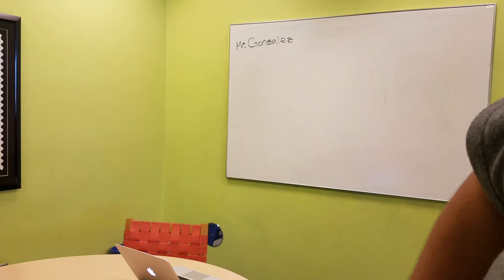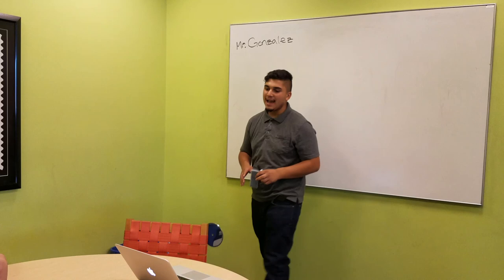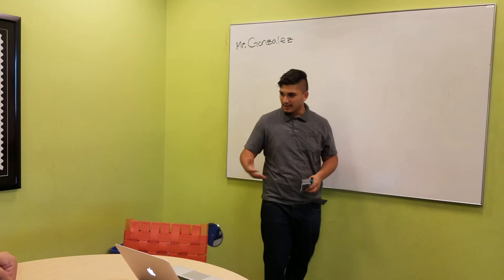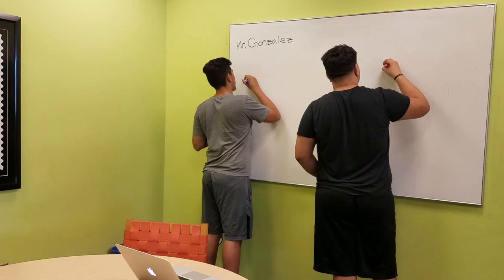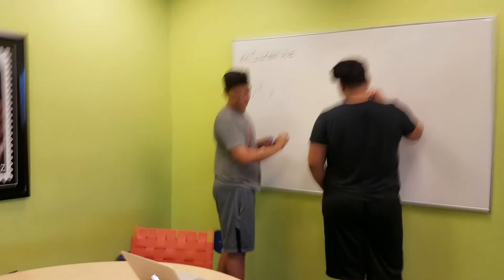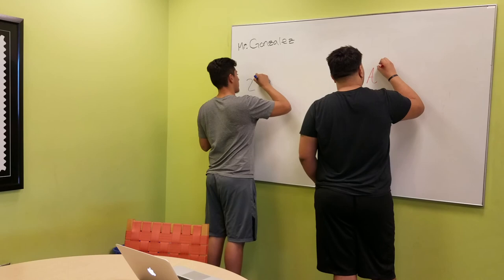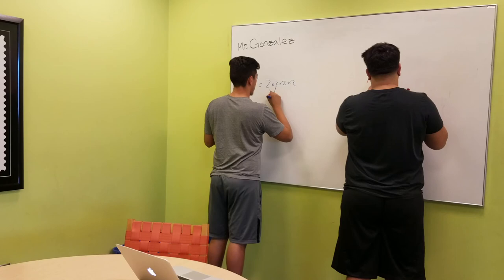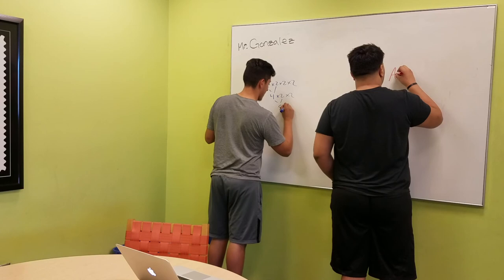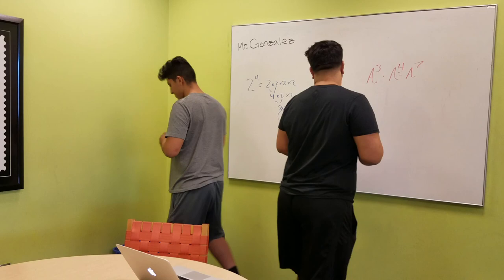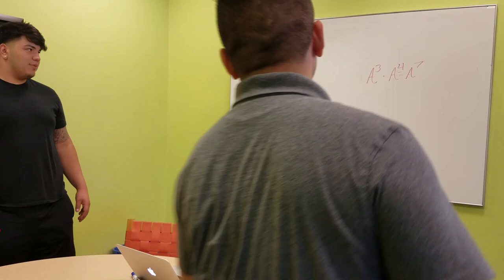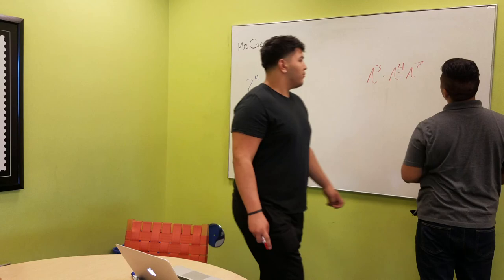All right, for our last activity, I'm going to have you create your own problem and solve it. I want it to be a multiplication problem with an exponent. Yes. A to the power of 3 times A to the power of 4. You kept both variables the same. You got A to the power of 7. All right.